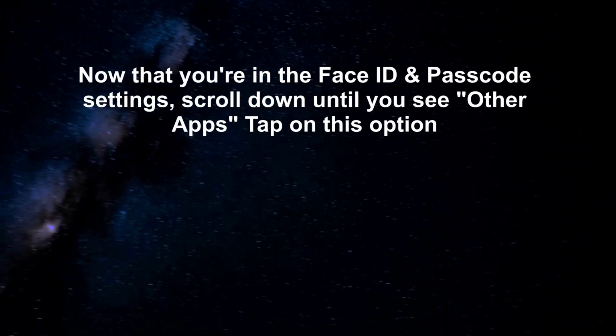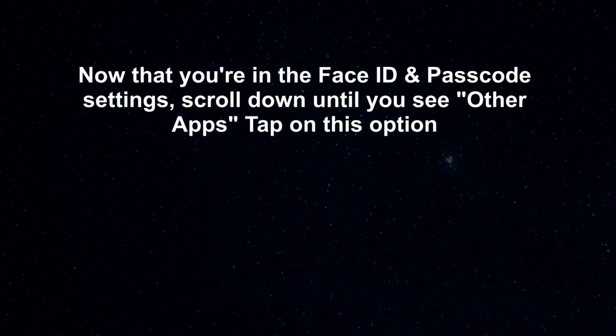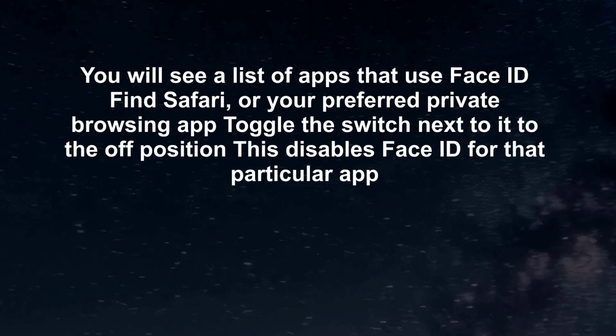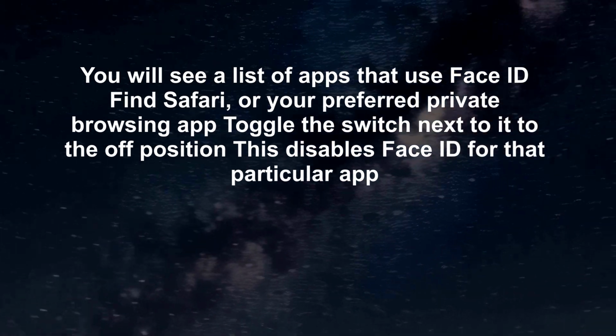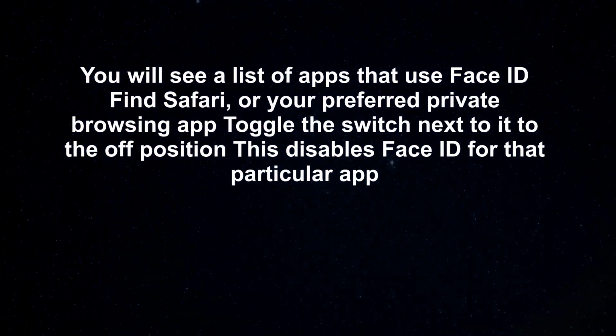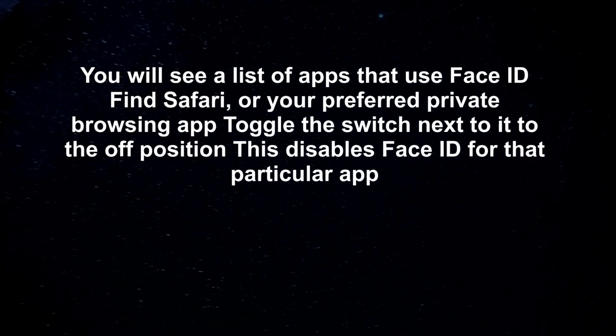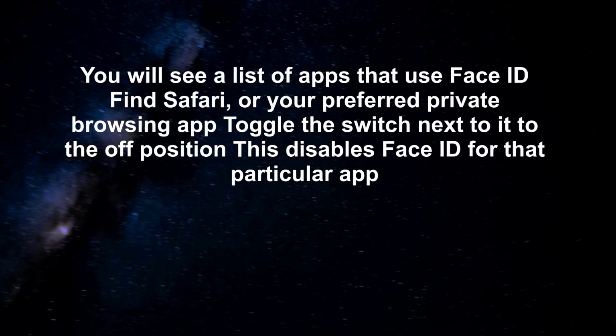Now that you're in the Face ID and Passcode settings, scroll down until you see Other Apps. Tap on this option. You will see a list of apps that use Face ID. Find Safari or your preferred private browsing app. Toggle the switch next to it to the off position. This disables Face ID for that particular app.